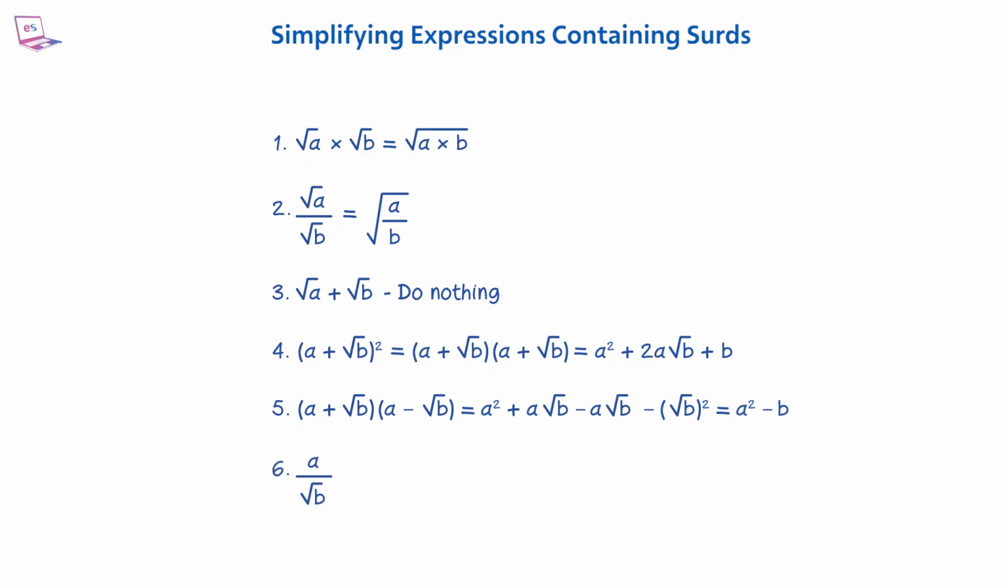Rule 6: a over root b. Here, to eliminate the root in the denominator, both the numerator and denominator are multiplied by the root b, resulting in a times root b over b.